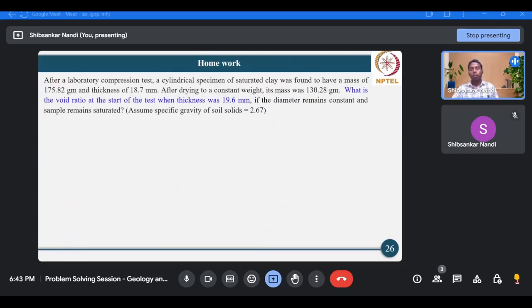Now we'll take one homework problem before concluding this session. In this homework problem, it's given that after a laboratory compression test, a cylindrical specimen of saturated clay was found to have a mass of 175.82 gram and thickness of 18.77 mm. After drying to a constant weight, its mass was 130.28 gram. What is the void ratio at the start of the test when thickness was 19.6 mm, if the diameter remains constant and the sample remains saturated? Assume the specific gravity of soil solids is 2.67.